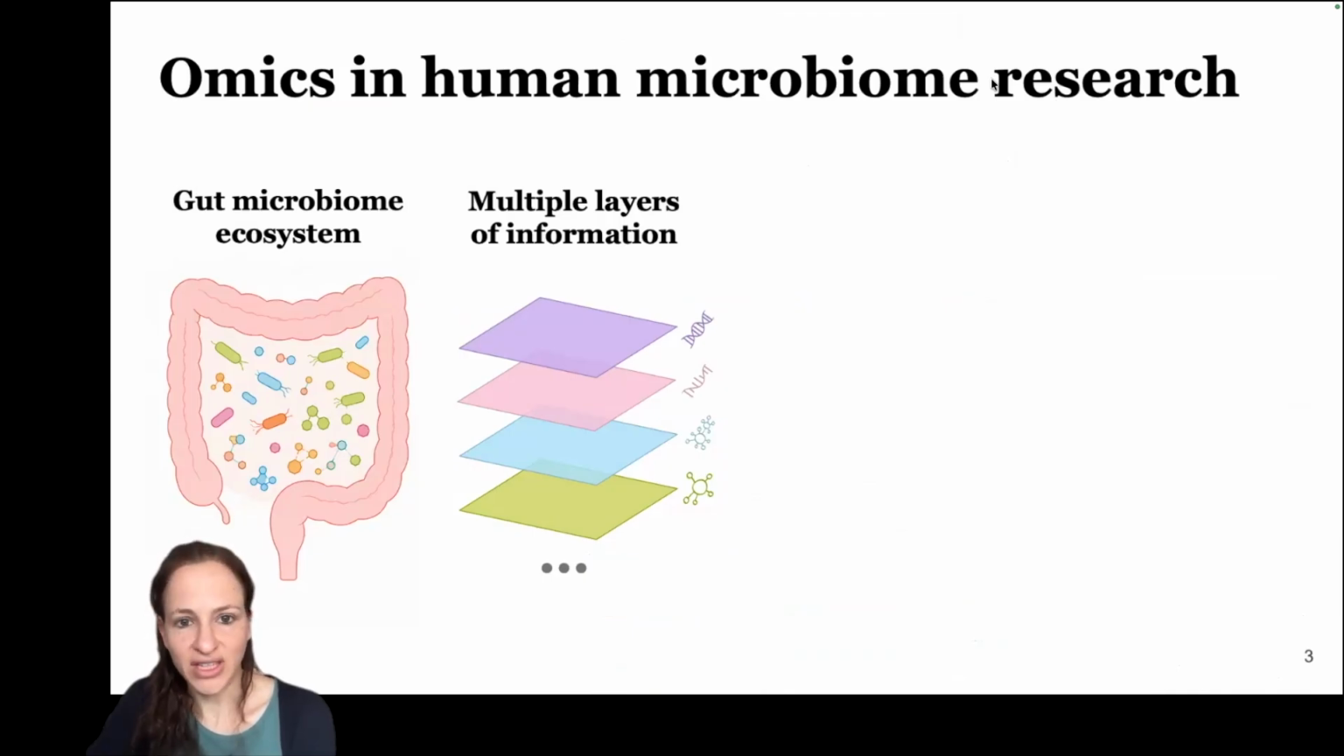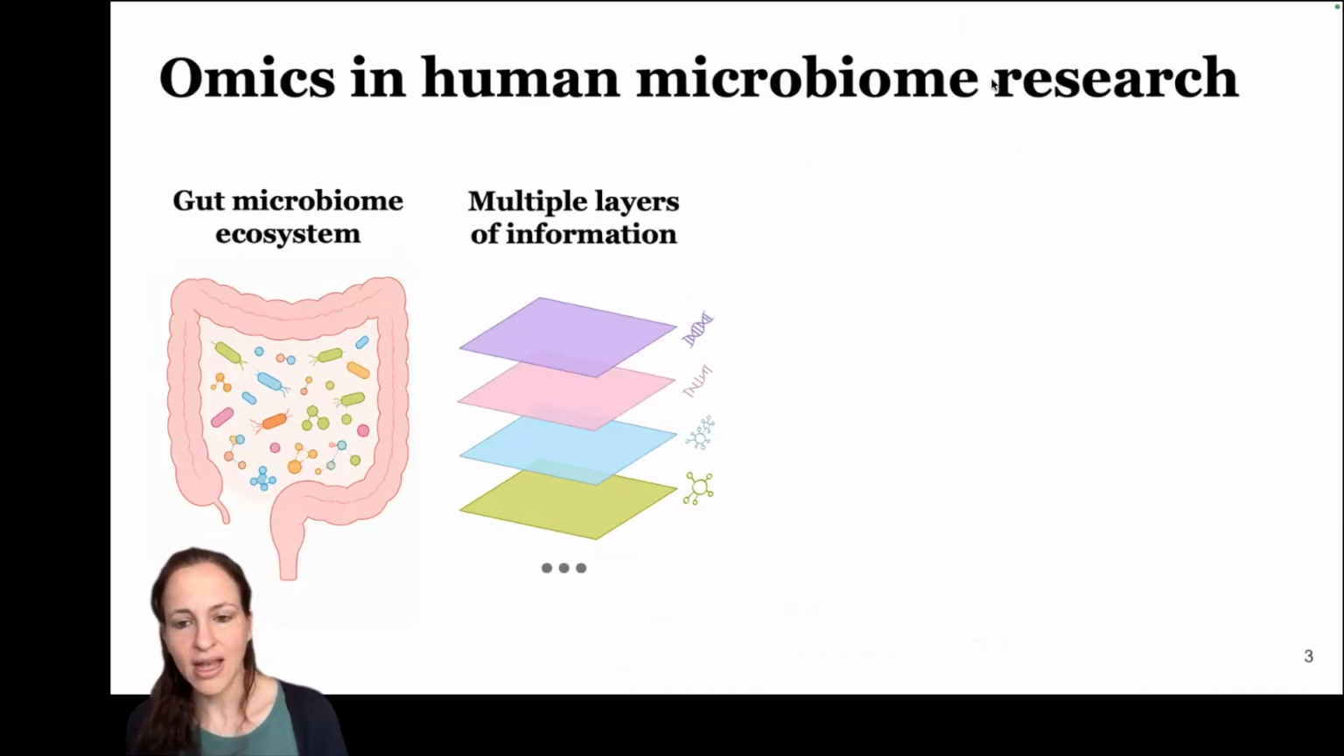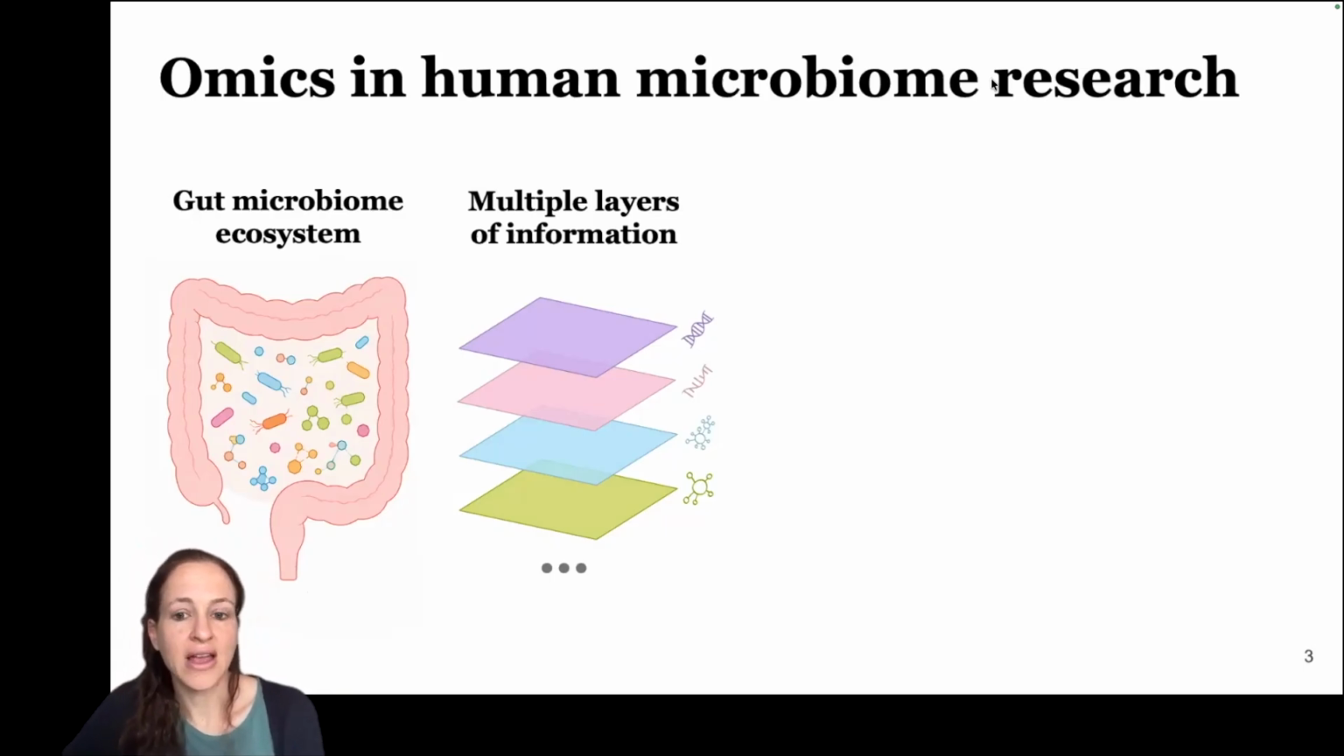So let's start with a few definitions and put multi-omic studies in the context of other approaches. I'm going to talk about the gut microbiome ecosystem, but this is very relevant to any other environment. We're talking about a very complex system with hundreds or thousands of different organisms, and they interact with their environment. They are metabolically active. They interact with one another. They interact with host cells, and so on. And we can view this very complex system as having multiple layers of information, each capturing a slightly different aspect of the system.